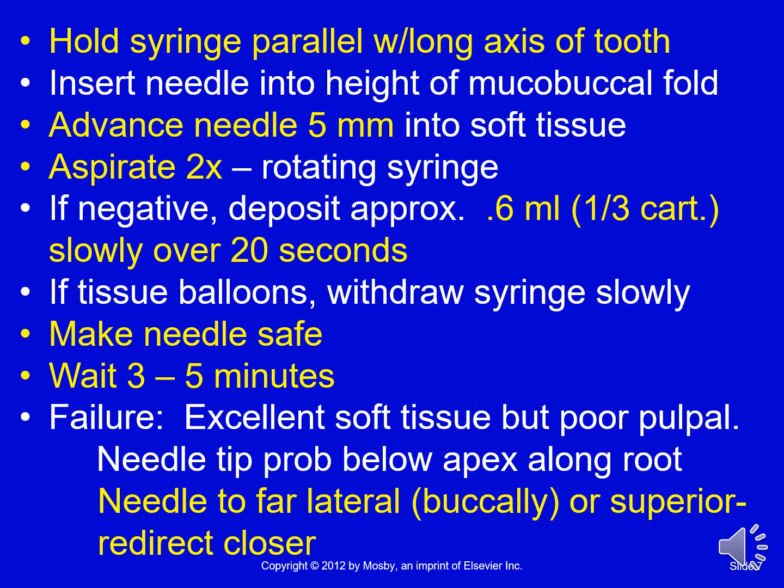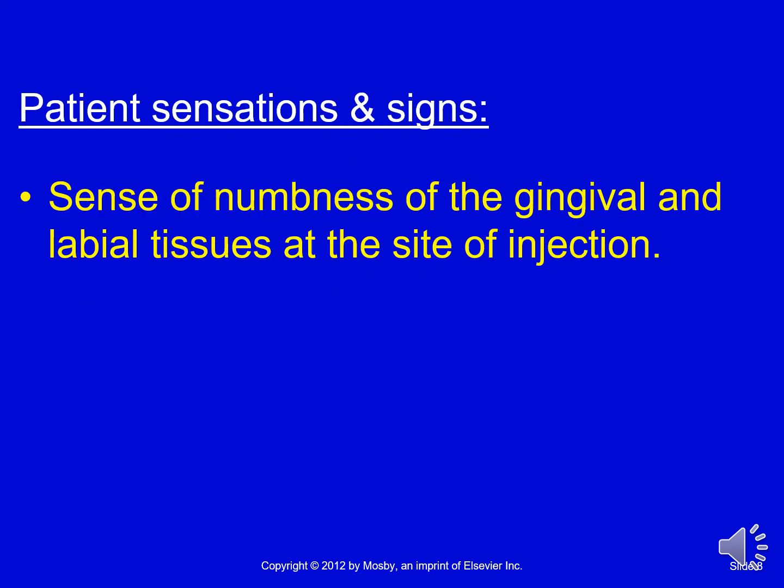But barring that, that's all good, you're going to make your needle safe and wait 3 to 5 minutes. And there's the failure. Sometimes you can have excellent soft tissue anesthesia, but when you go to scale, you realize that the pulps did not get it that well. And usually that's if the needle tip is probably below the apex along the root, or it's too far away from the apex. So you would need to redirect and go closer.